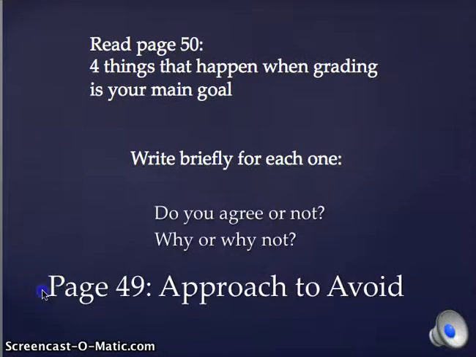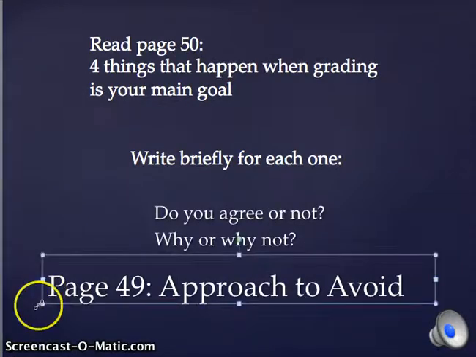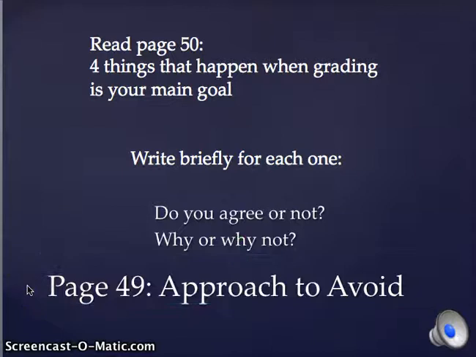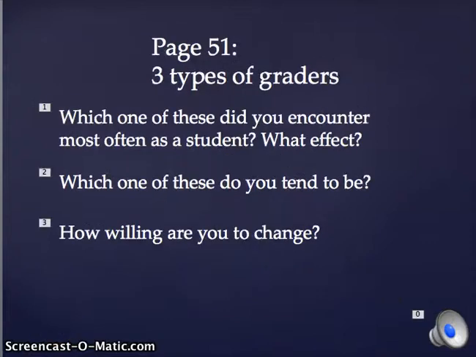So the section that begins on page 49 is called Approaches to Avoid, or An Approach to Avoid, which is that old I'm the grader approach. When you read that section, look on page 50 where it says 4 things that happen when grading is your main goal. What I'd like you to do as you read that section is for each one of those 4 things, write briefly, do you agree with this or not? And why or why not.